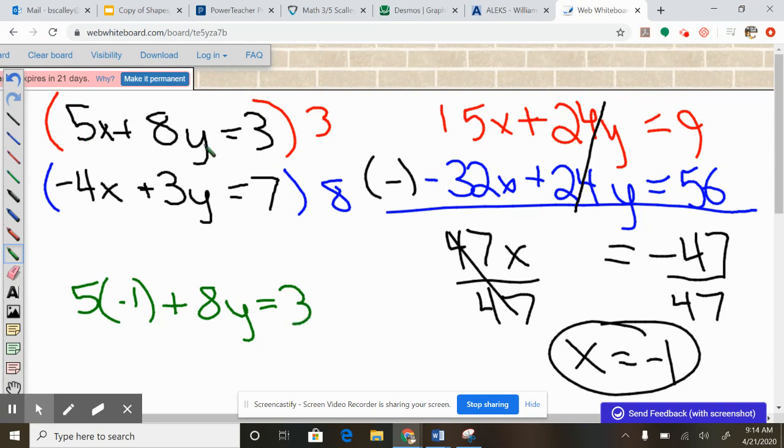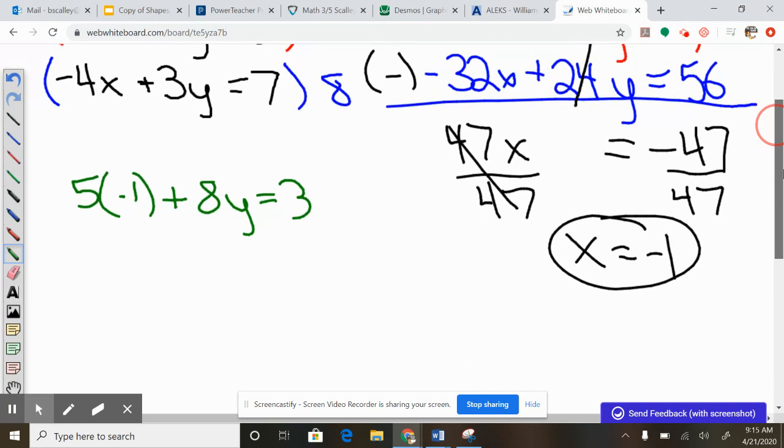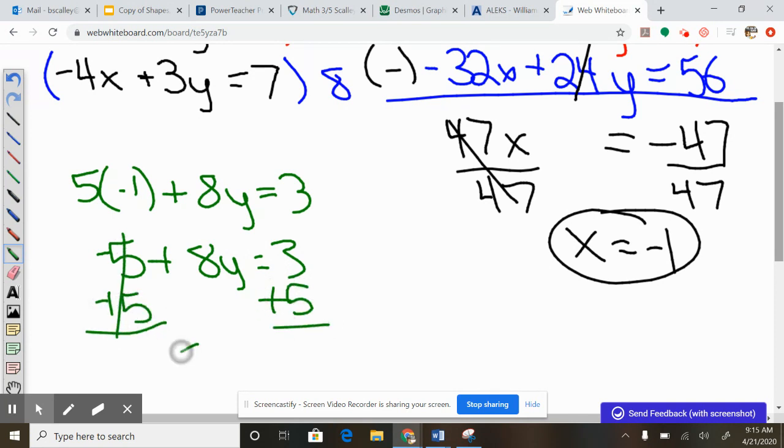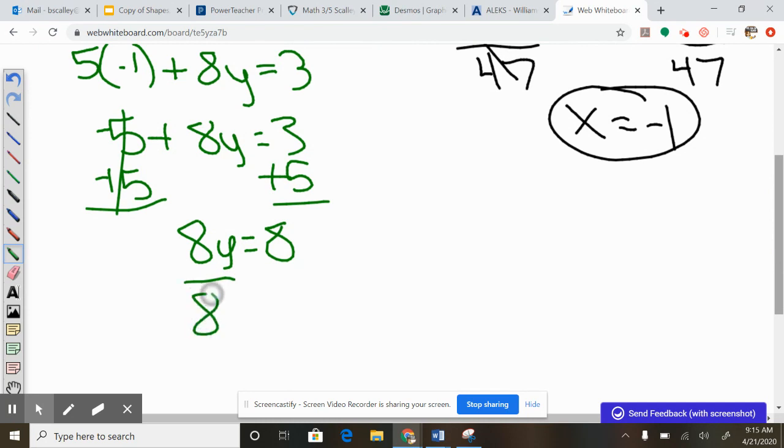Notice I picked the original equation before I multiplied it by 3. I don't have to. I could have chosen this one also, but I like to use the smaller numbers. So I have -5 plus 8y equals 3. Add 5 on both sides. 8y equals 8. Divide by 8. And I get y equals 1.